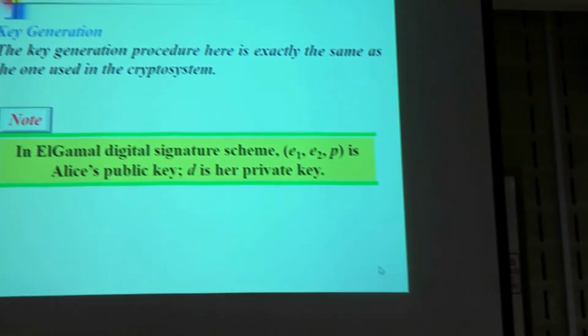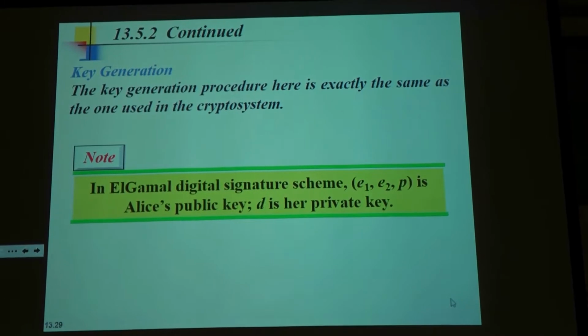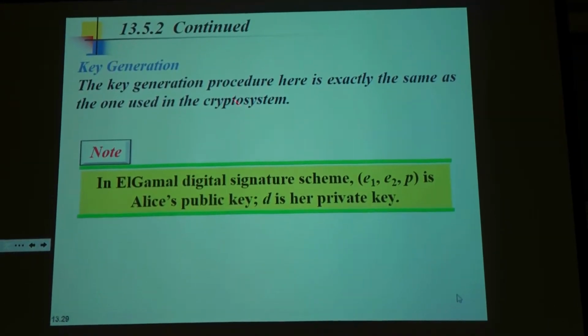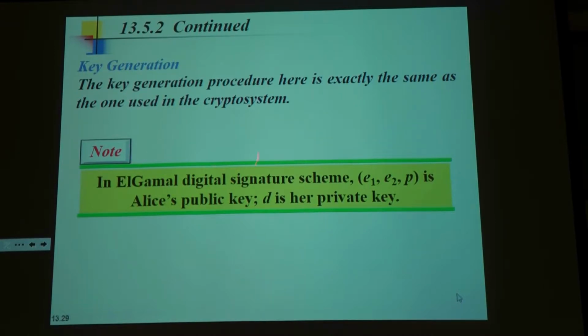Okay, for the key generation, we have learned how to generate keys for ElGamal last time. Just go back to that. The key generation procedure here is exactly the same as the one used in the crypto system. So in ElGamal digital signature schemes, E1, E2, P is Alice's public key, D is her private key. Just generating a pair of public and private keys.